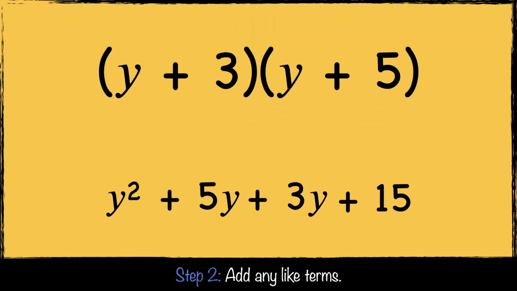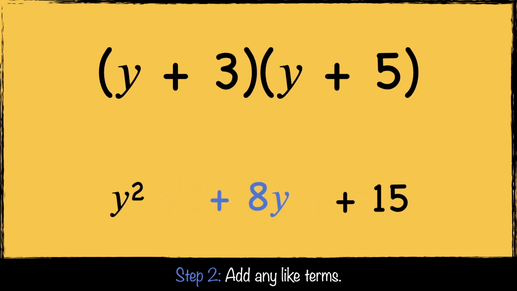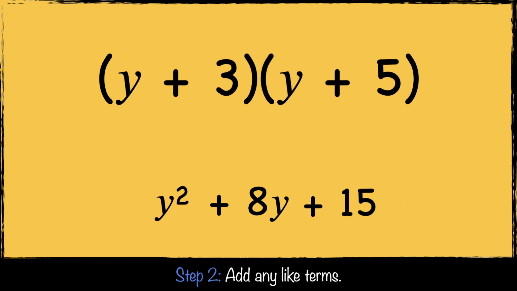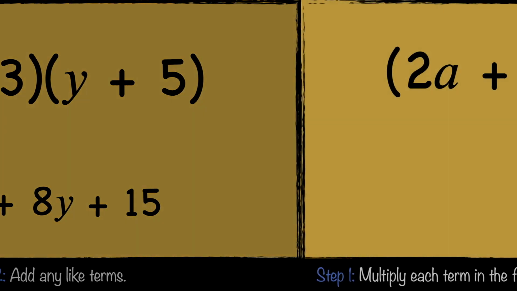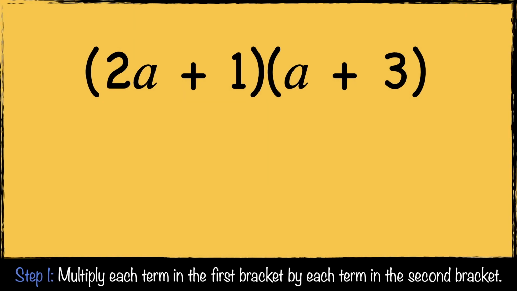Now we need to simplify by combining like terms. 5y and 3y are like terms, so we can add them together to get 8y. So the simplified expression becomes y squared add 8y add 15. Here's the second example.